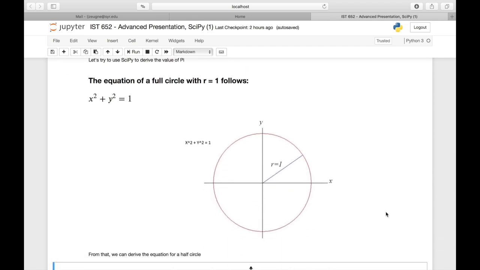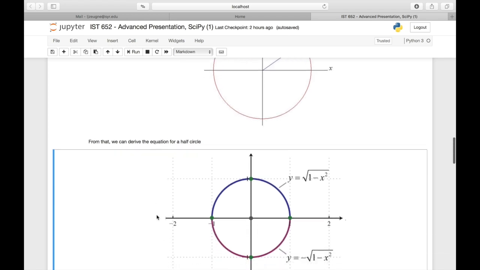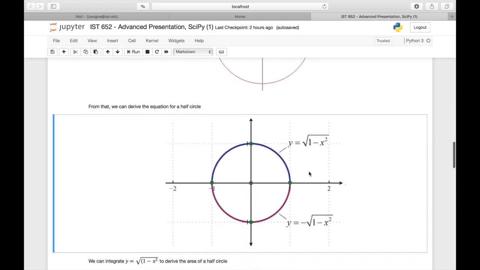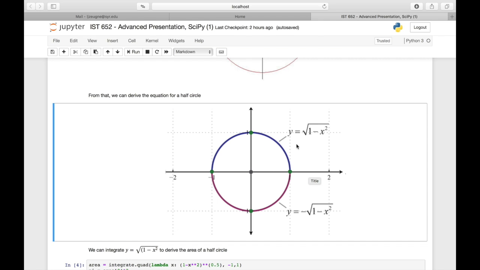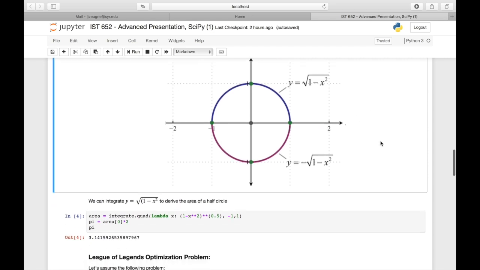As you can see in this picture, the equation of a full circle with radius equal to 1 follows the equation x squared plus y squared equals 1. From that equation we can derive the equation of a half circle. The equation of a half circle follows y equals square root of 1 minus x squared. Now we can use that function and integrate it from the start point minus 1 to the endpoint 1 to calculate the area of the half circle.